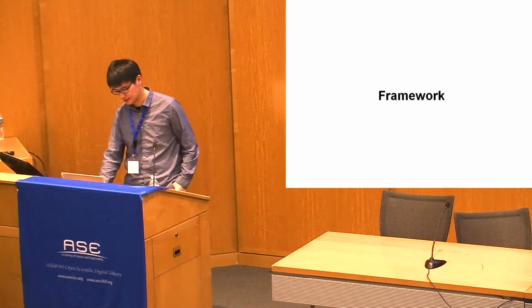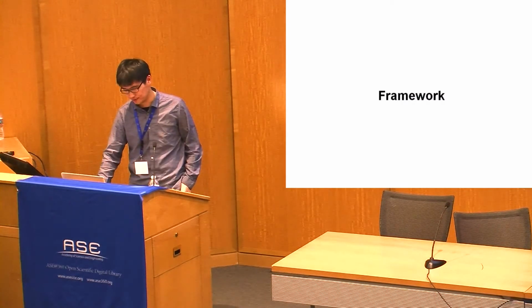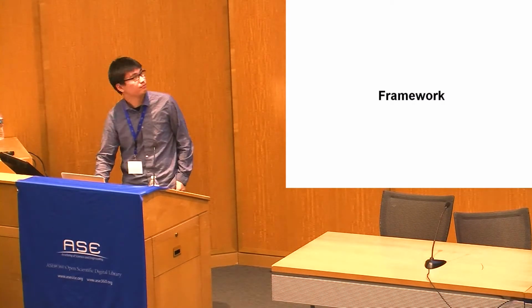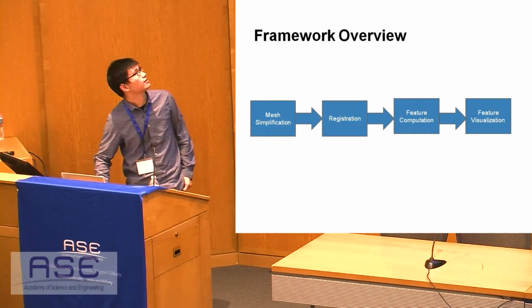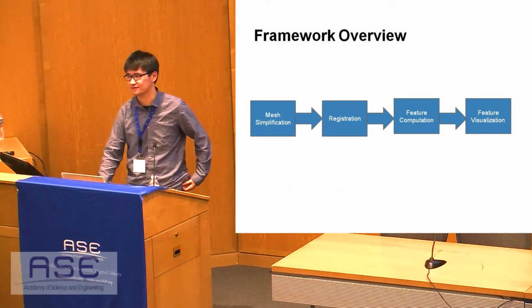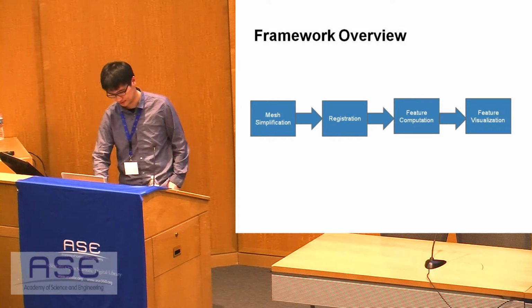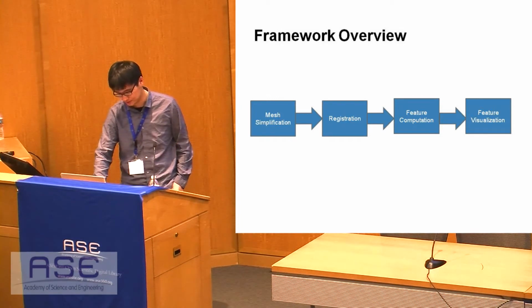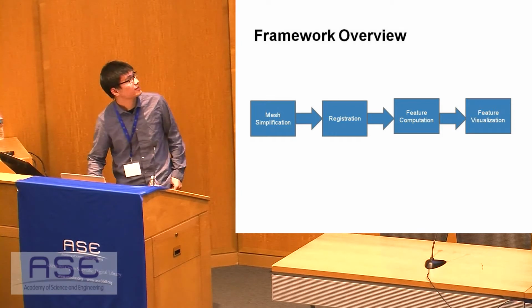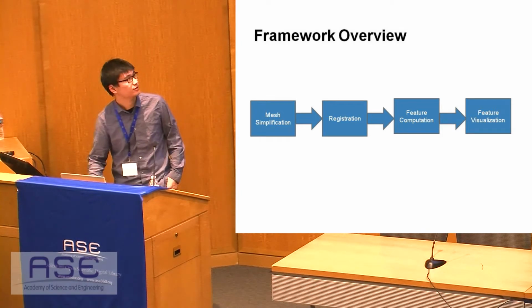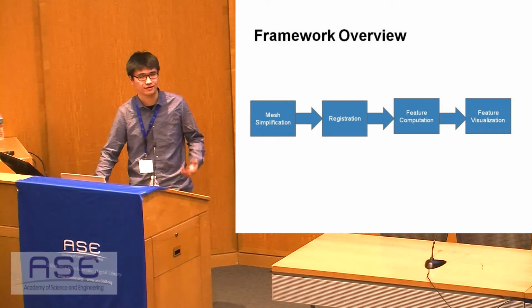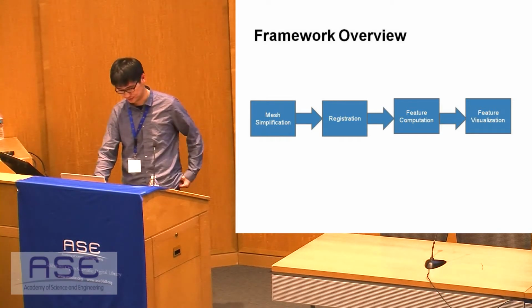So let me talk about our framework. Our framework contains four parts. The first part is mesh simplification. You can think of mesh as meaning surface in differential geometry. The second step is going to do the registration, the third step is local feature computation, and then finally we're going to visualize the result.